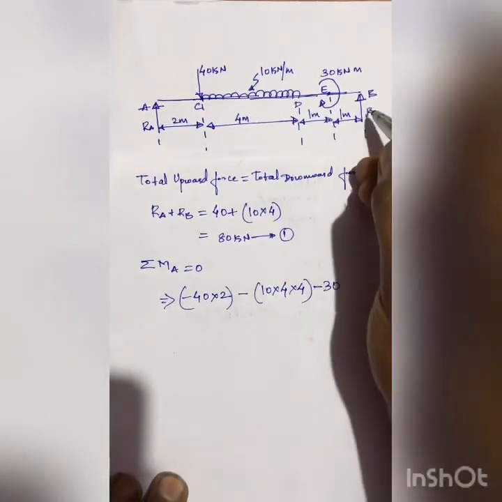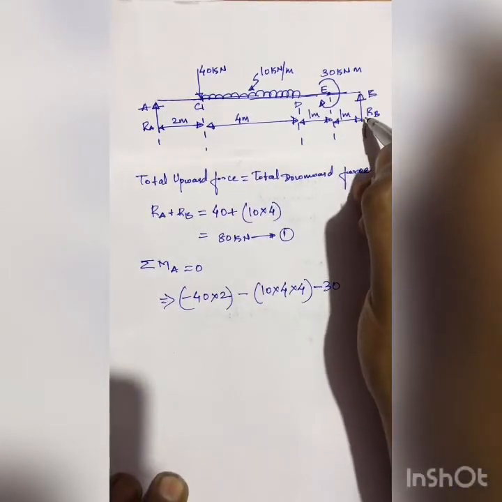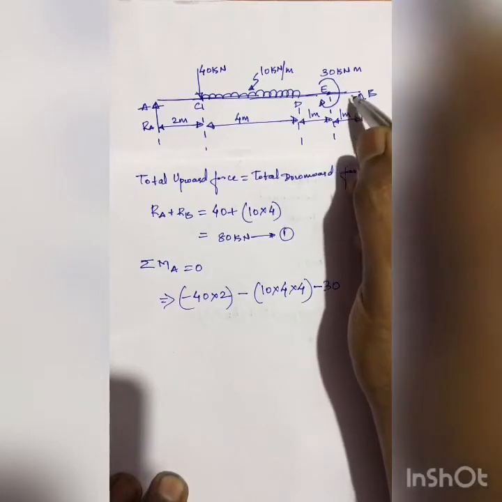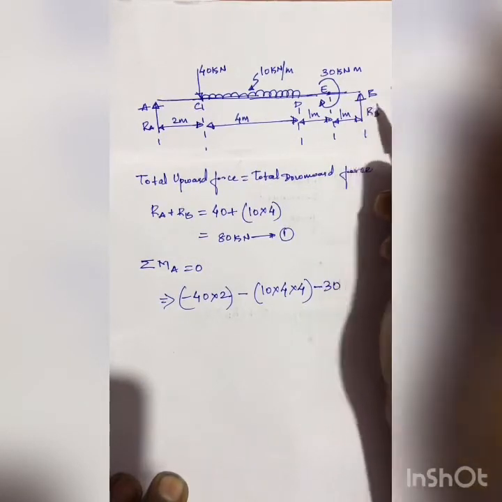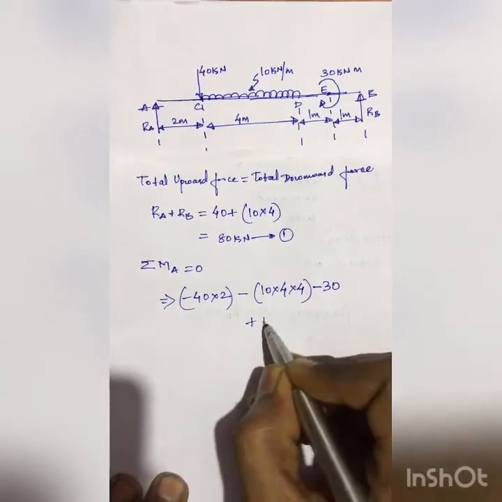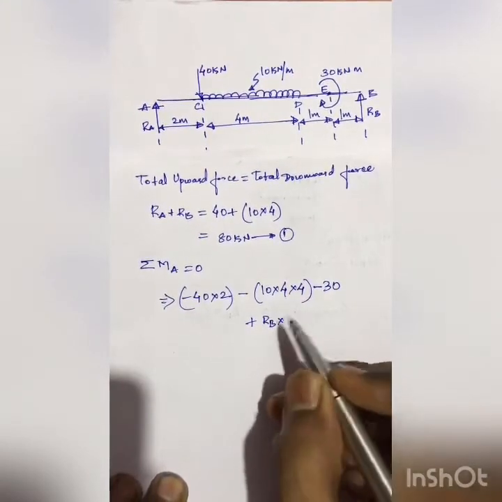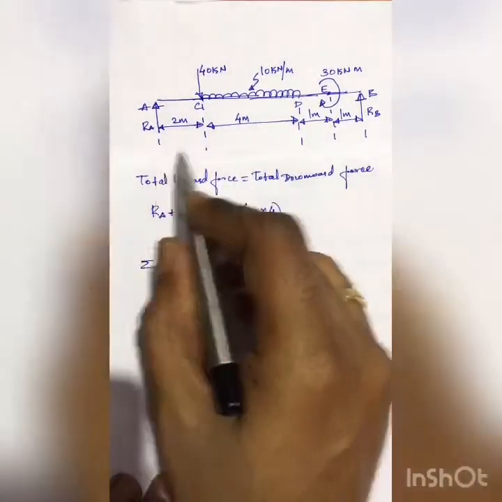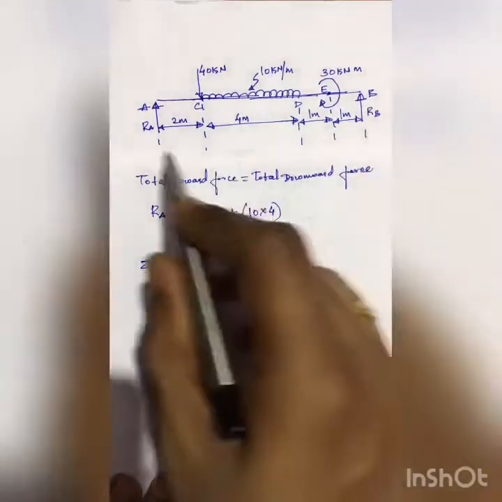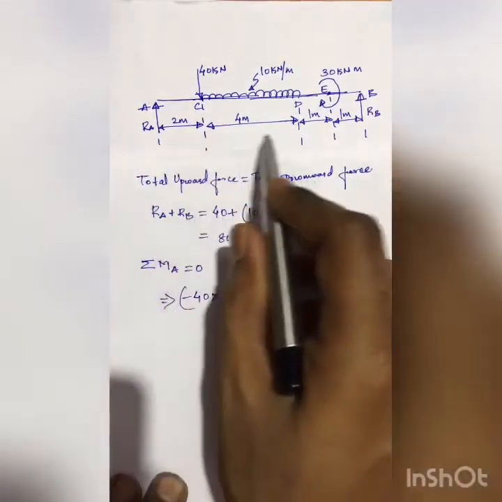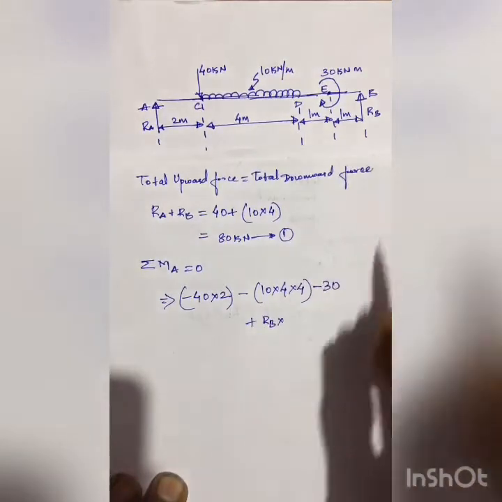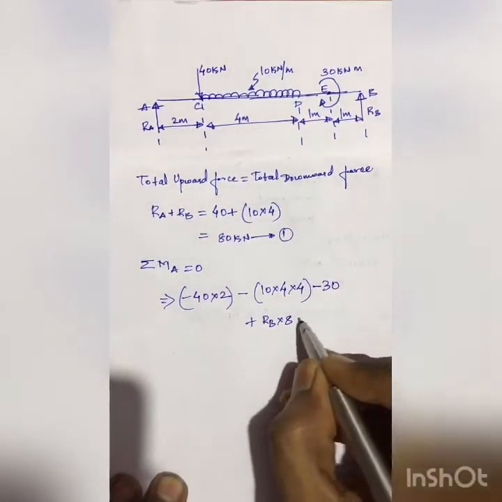Next, I need to consider the moment due to RB. RB is creating an anti-clockwise moment, and hence that will be positive. So I'll write plus RB into the distance, RB's distance from point A, which is 2 plus 4 plus 2, that is 8, is equal to 0.